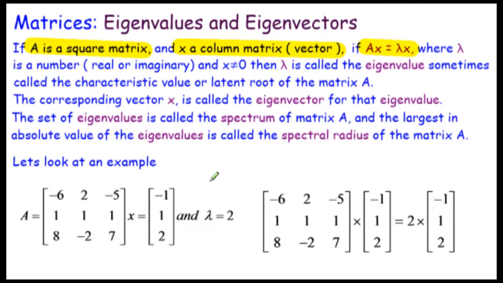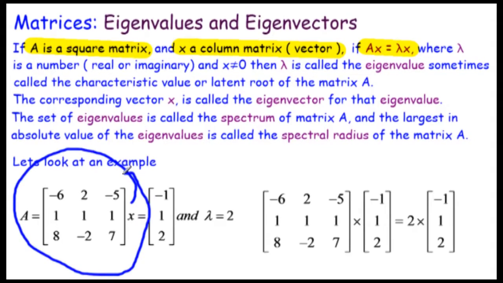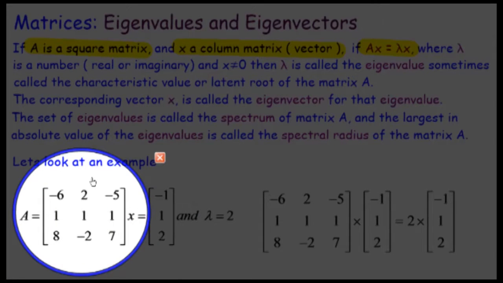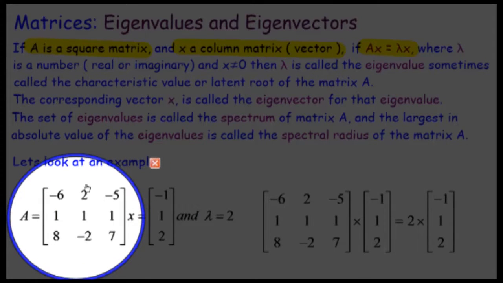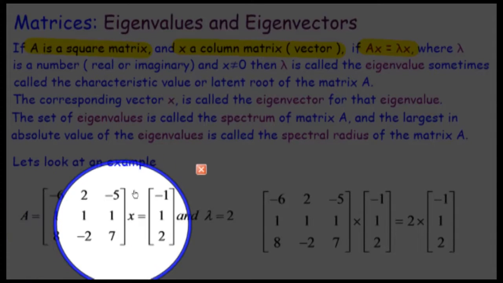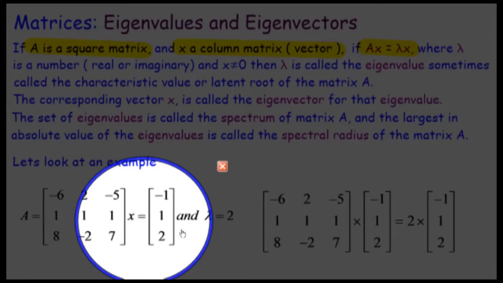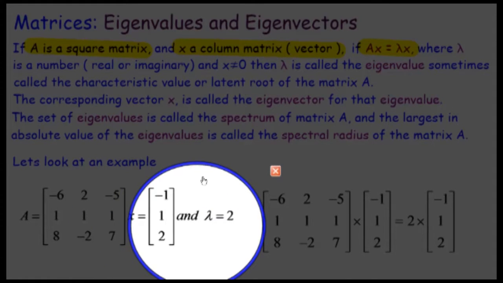Now, what do we mean by that? I'm just going to have a look at GeoGebra. This is our matrix A: 6, 2, minus 5 in the first row, 1, 1, 1 in the second row, and 8, minus 2, 7 in the third. Our eigenvector is minus 1, 1, and 2, and our eigenvalue is 2.